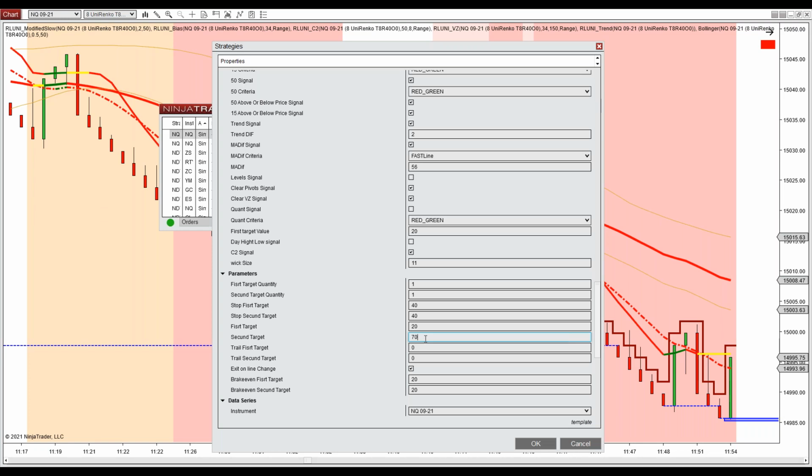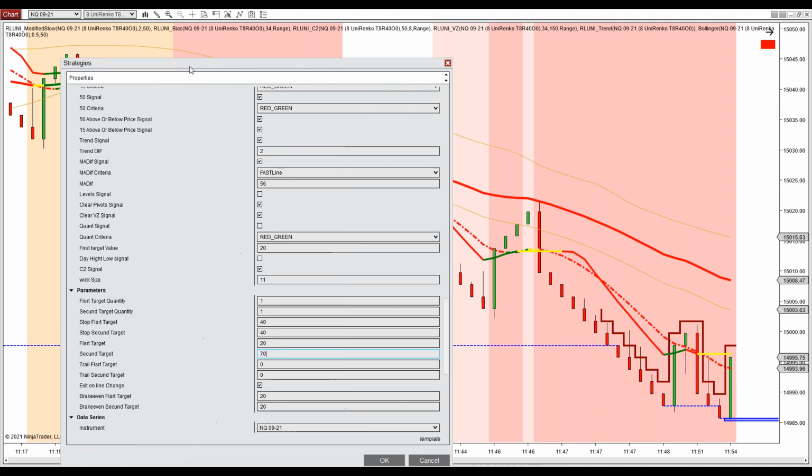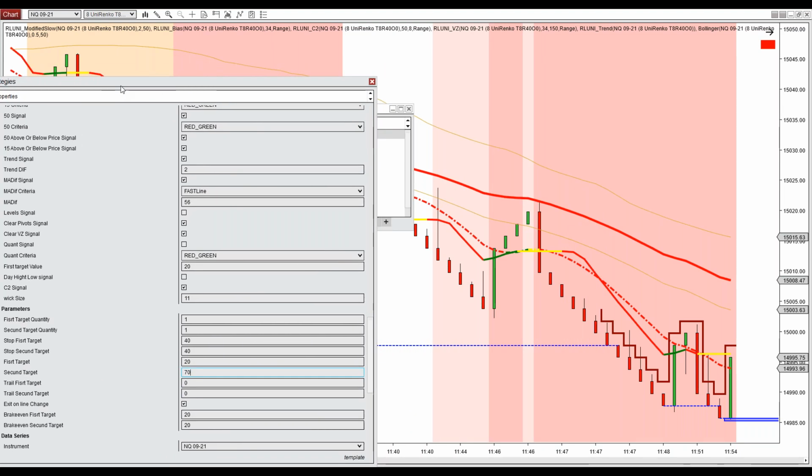If you want to go for 100 ticks, there's nothing wrong with it. Now it's going to exit on the line change, which is what I was showing you. It's going to keep going until that 15 changes color. So it's going to work its way around a ton of chop and keep you in the trade.